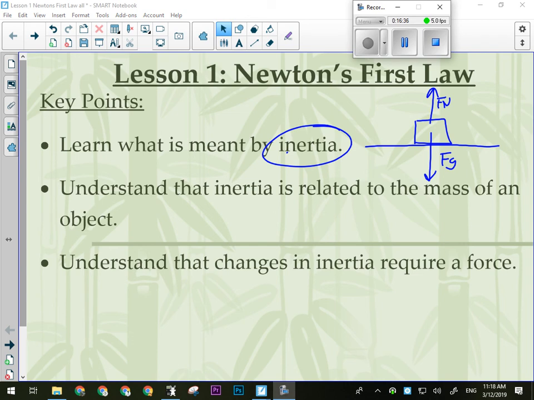Okay, so the inertia of an object is related to its mass. That's why we were saying mass is the most important safety feature there is. Okay, changes in inertia require a force. So if we're going to slow something down, then I have to exert a force on it.